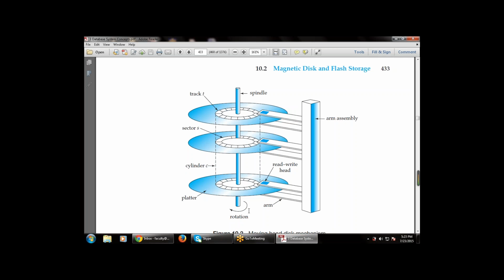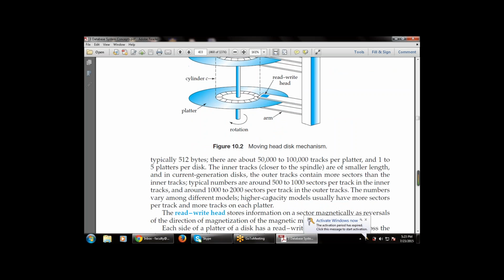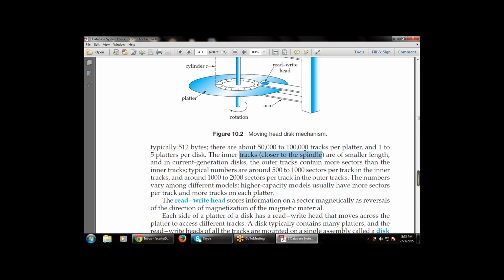So this is a magnetic disk, which can be used for data storage. And this is the physical storage media. The inner tracks are of a smaller size than in the current generation disk. The outer track contains more sectors than the inner tracks.